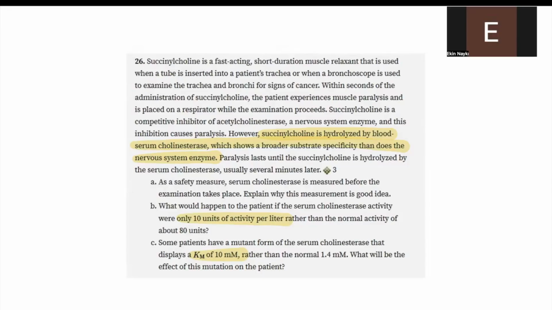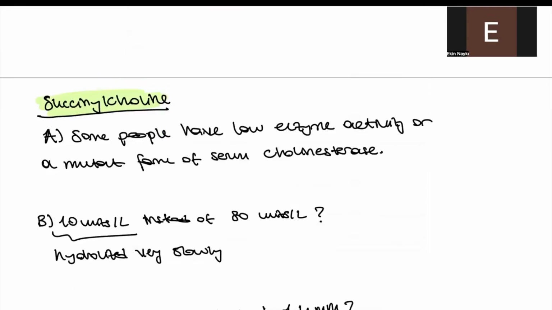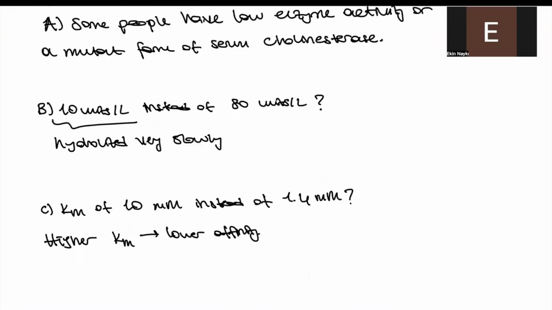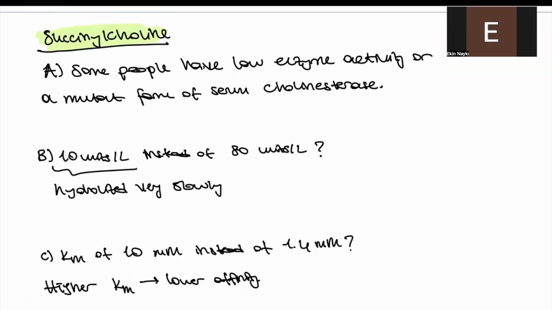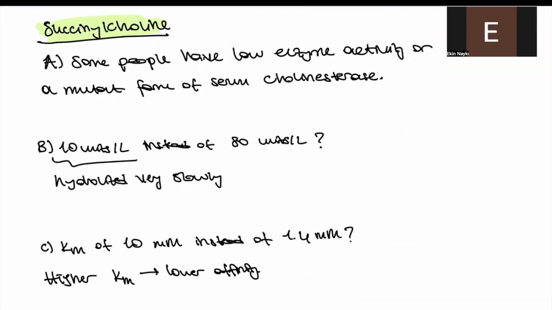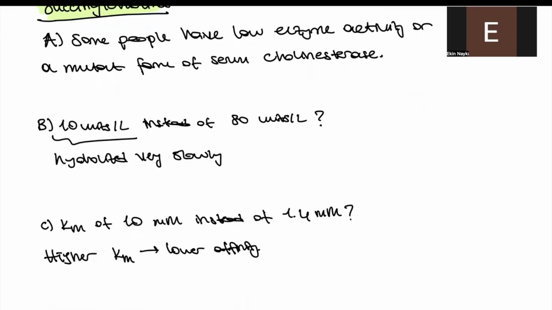The first question is, why is measuring serum cholinesterase activity before the procedure a good idea? Because some people have low enzyme activity or a mutant form of serum cholinesterase. Measuring serum cholinesterase beforehand helps identify patients with abnormally low or defective enzyme activity. This prevents unexpected prolonged paralysis and ensures that the procedure can be done safely.